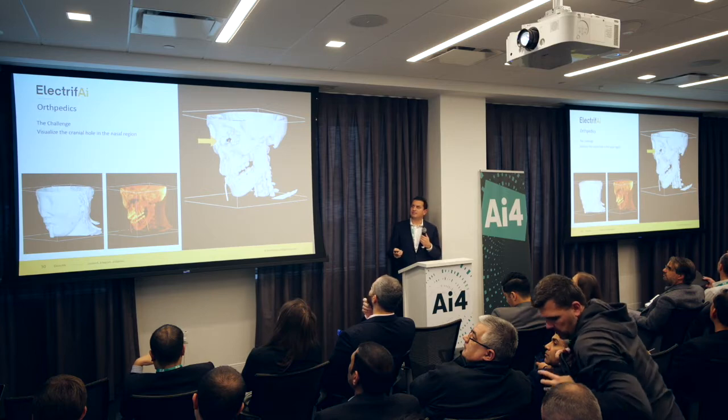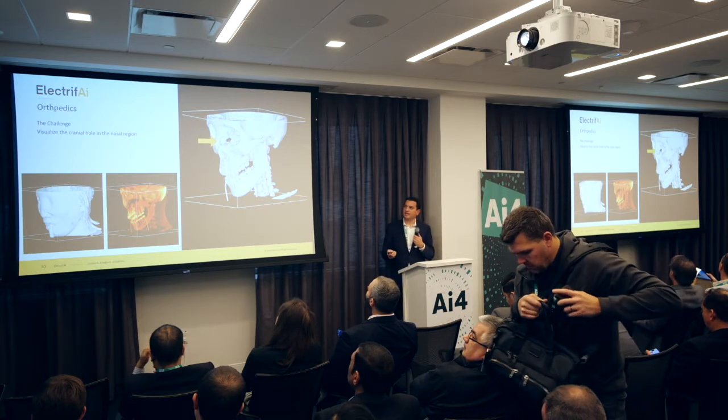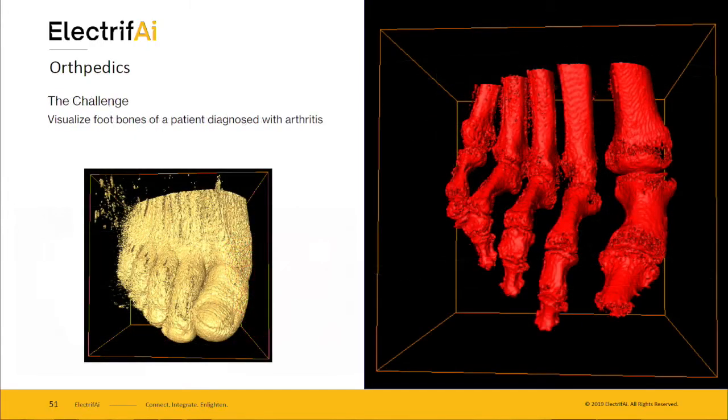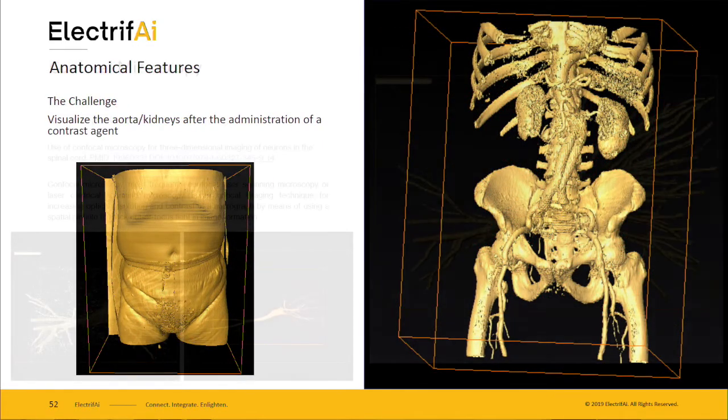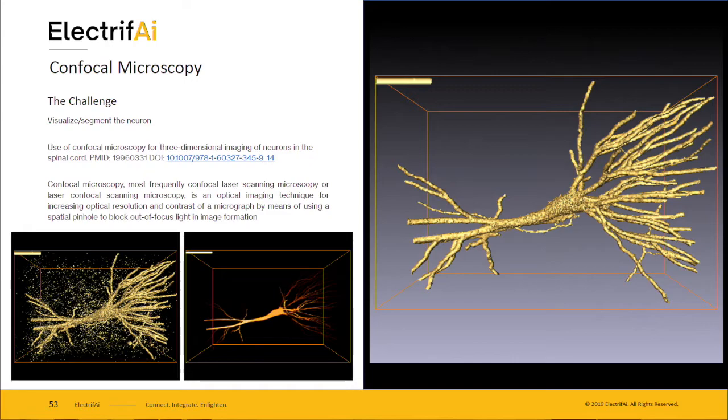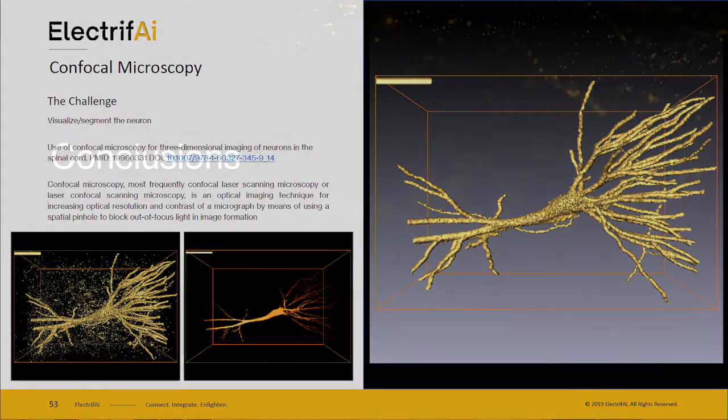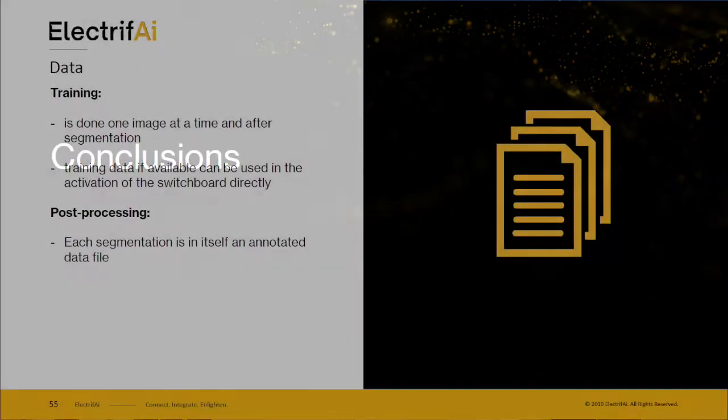There are some cranial cases that we studied here, and eventually some last images there. It's interesting to see that this technology is not limited only to conventional types of medical imaging. We can go also all the way to confocal microscopy and get 3D segmentations of neurons like the one that you see here. And with that, let me just jump quickly into conclusions.